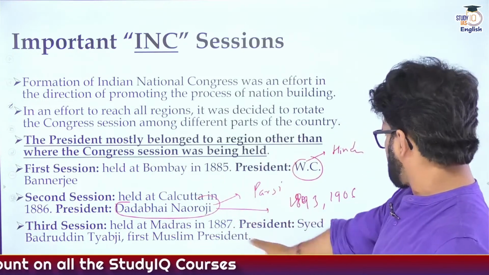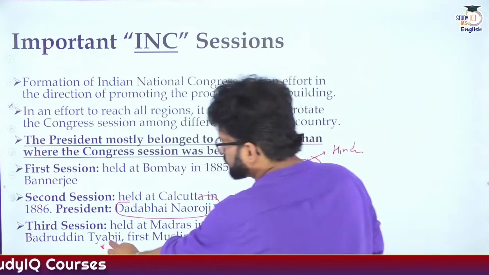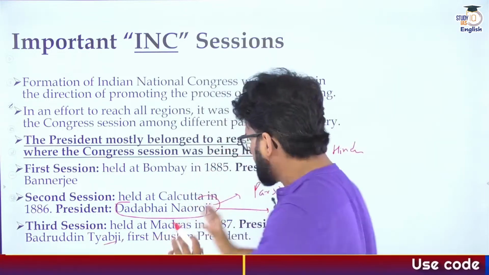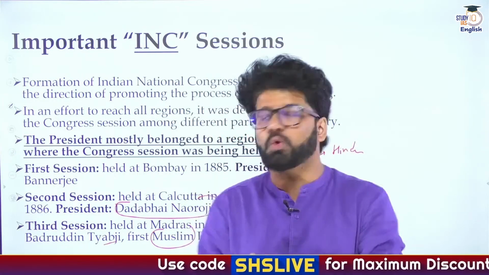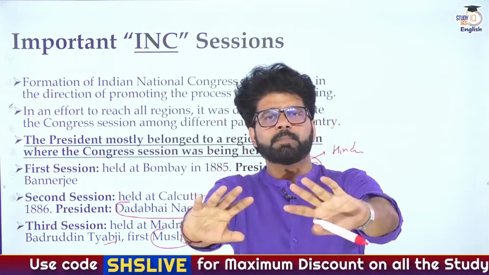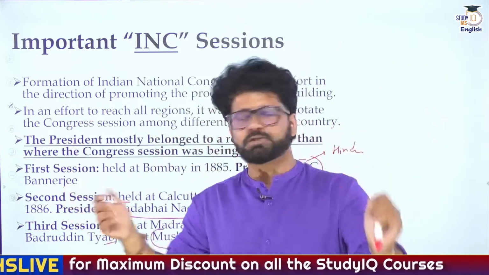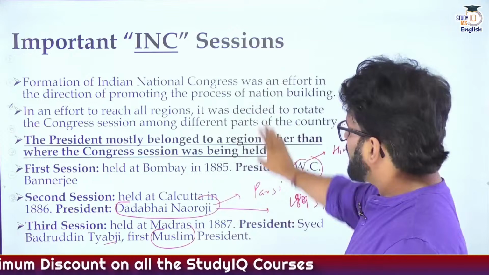Then the third session, Badruddin Tyabji, the first Muslim president. UPSC has already asked a question on this. So he is Muslim. Then going to the next slide, 1888 George Yule, and he is a Christian. So 4 people, 4 different religions, that shows India's secularism. And that's how you can also remember these names.